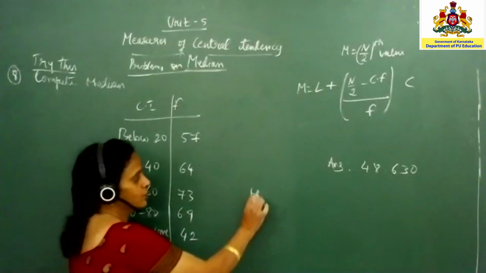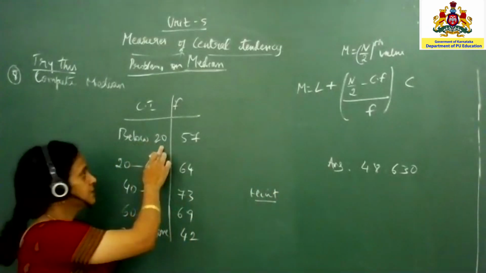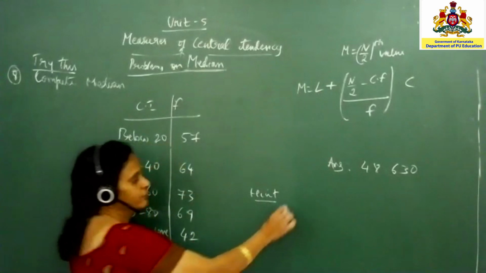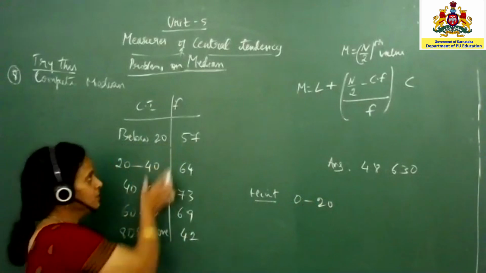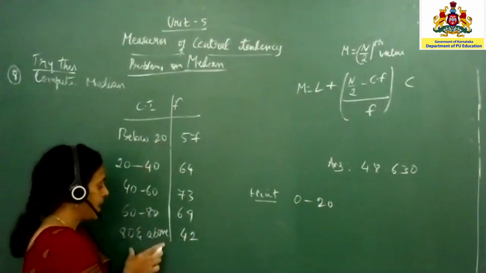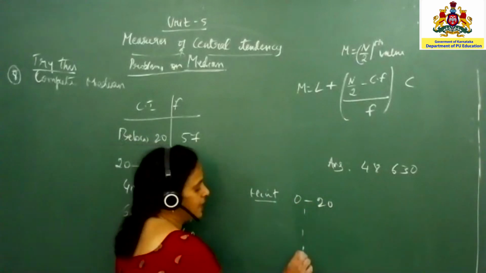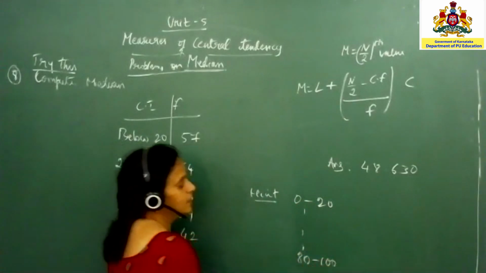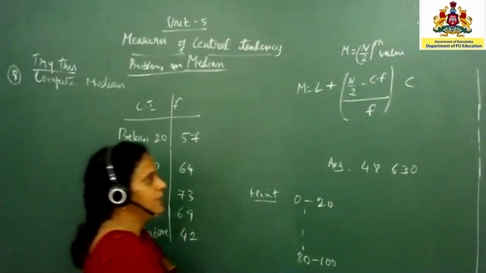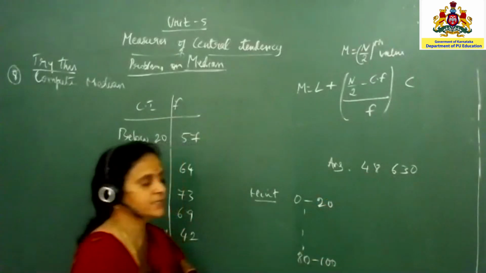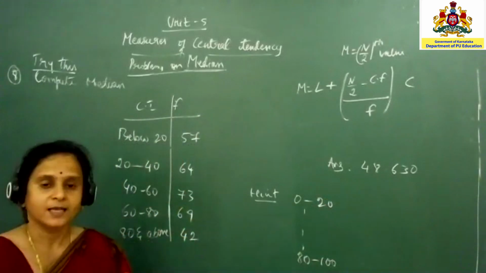So here is a hint for this problem. One of the classes is an open-end class, below 20. For the first one, I'll take it as 0 to 20, because the width here is 20. And for the last one, 80 and above, I'll take the last class interval as 80 to 100. With this, if I carry on the same way as the previous problem, I'll get an answer of 48.630. So try the same way with this hint to get the answer.